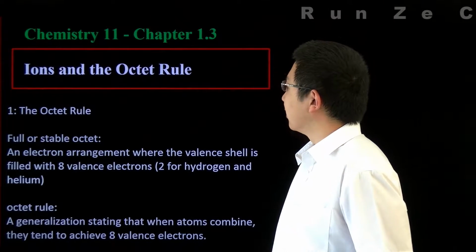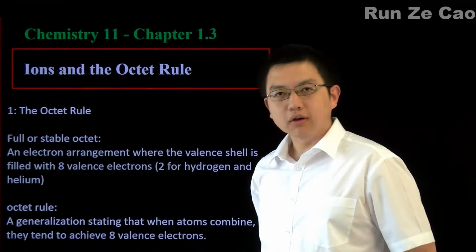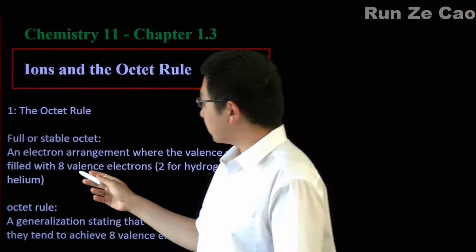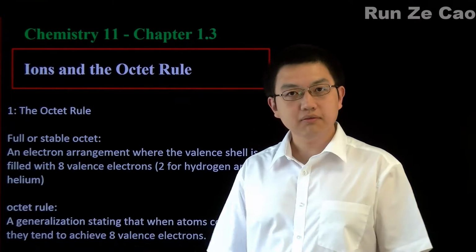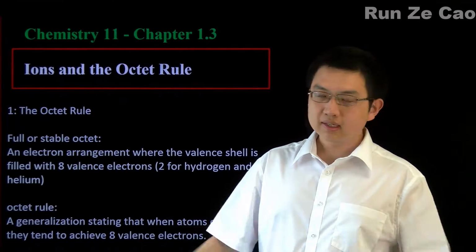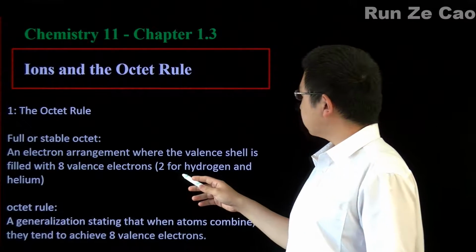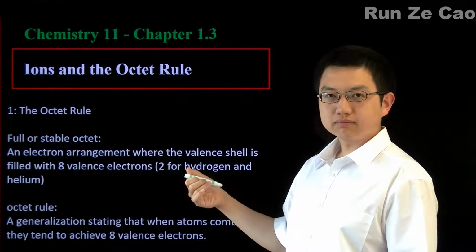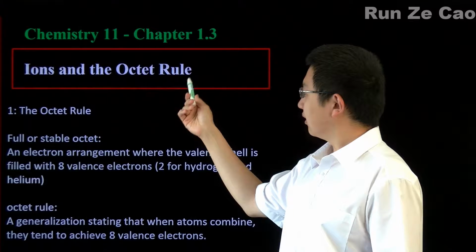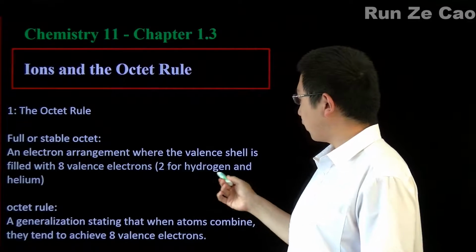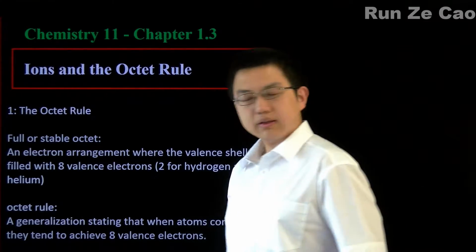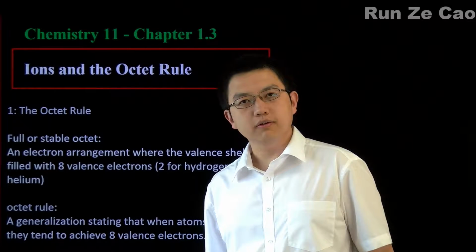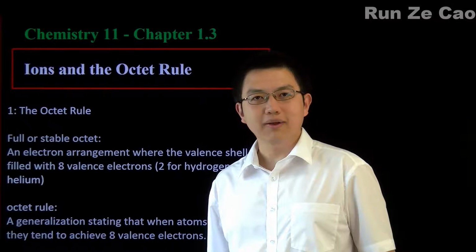You're probably wondering what the octet rule is. So an octagon has 8 sides, so an octet means 8 valence electrons, or rather 8 of something. That's because, think about it, triplet is 3, quadruplet, quintuplet, and so on. So octet. So 2 for hydrogen and helium. Why is it 2 for hydrogen and helium? Well, it's because the innermost electron energy level can only hold how many?